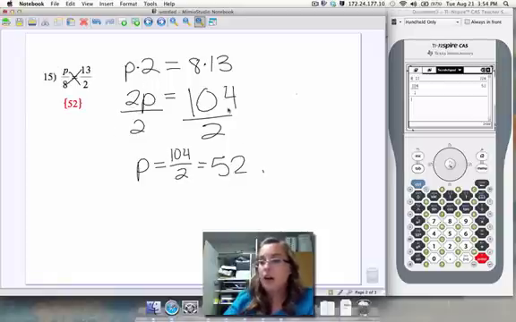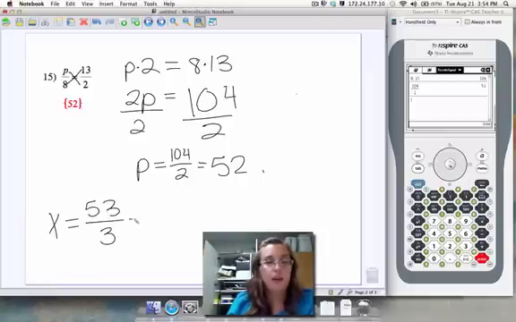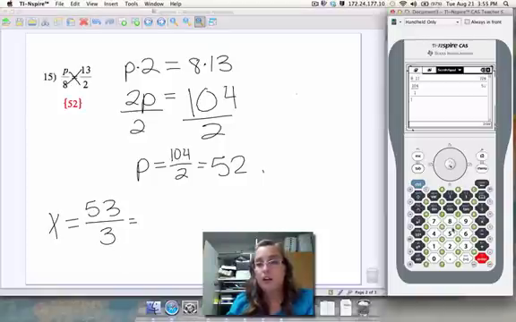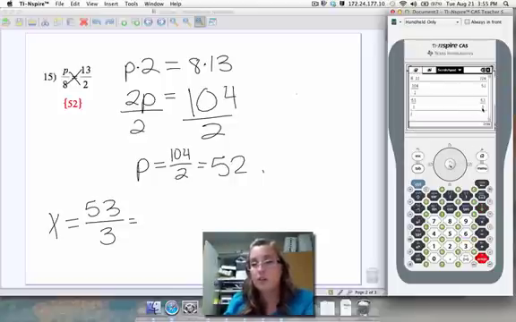Now let's say that you got something like this. Let's say that you had a proportion and it left you with something like x equals, I don't know, 53 over 3. Okay, so you could leave this as a fraction, but your other option would be to come over here on your calculator and do 53 divided by 3 equals, and then it's going to give you the fraction back. So I want to teach you on your calculator how to change this to a decimal.